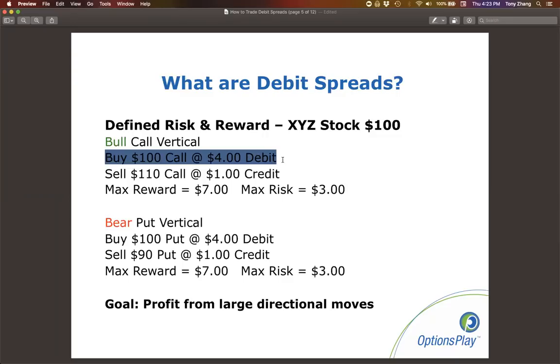Now, because buying an at-the-money call costs $4, what you can do to help mitigate some risk, and there are some additional benefits that I'll go through in a few minutes, is sell a higher call, a 110 call. Let's say you collect $1 for that.